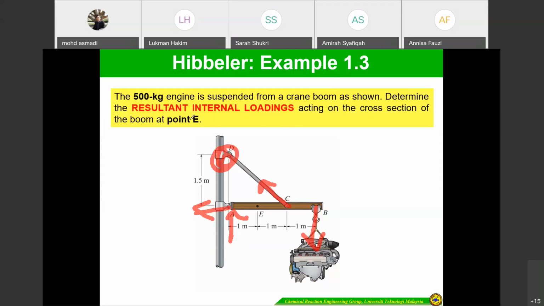No need to draw here, since we want to determine the resultant internal force acting on the cross section at point E. So you can just draw an arrow here. It tends to this direction. Just by your sense it is going to be this direction because we put a weight here.